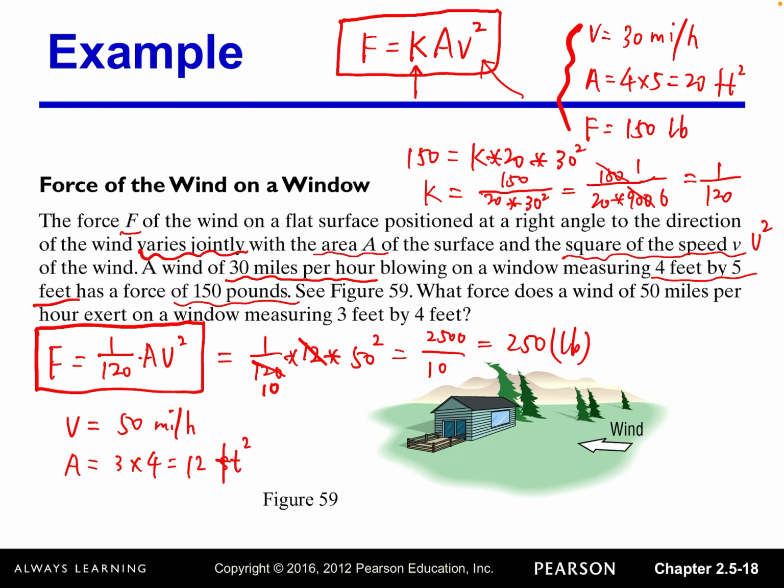So that's how we use the combined variation model to solve a problem. First step, you need to write a formula describing the relationship between all the quantities. And second, we use one of the instances to solve for the coefficient K. And then we get a formula, and then we can calculate the variable. Okay. I think that's 2.5.